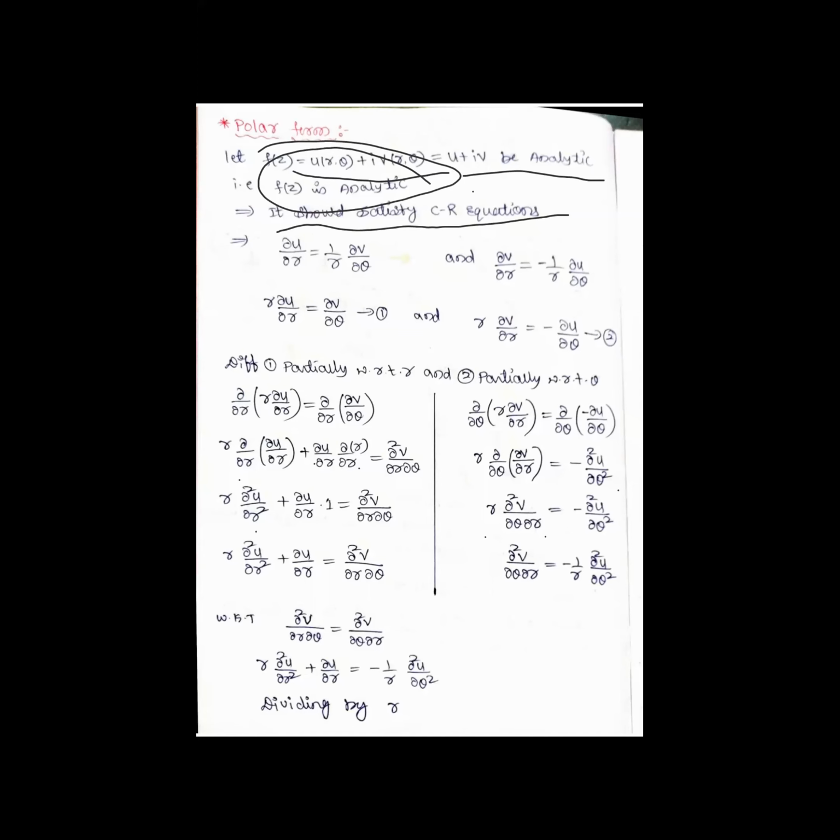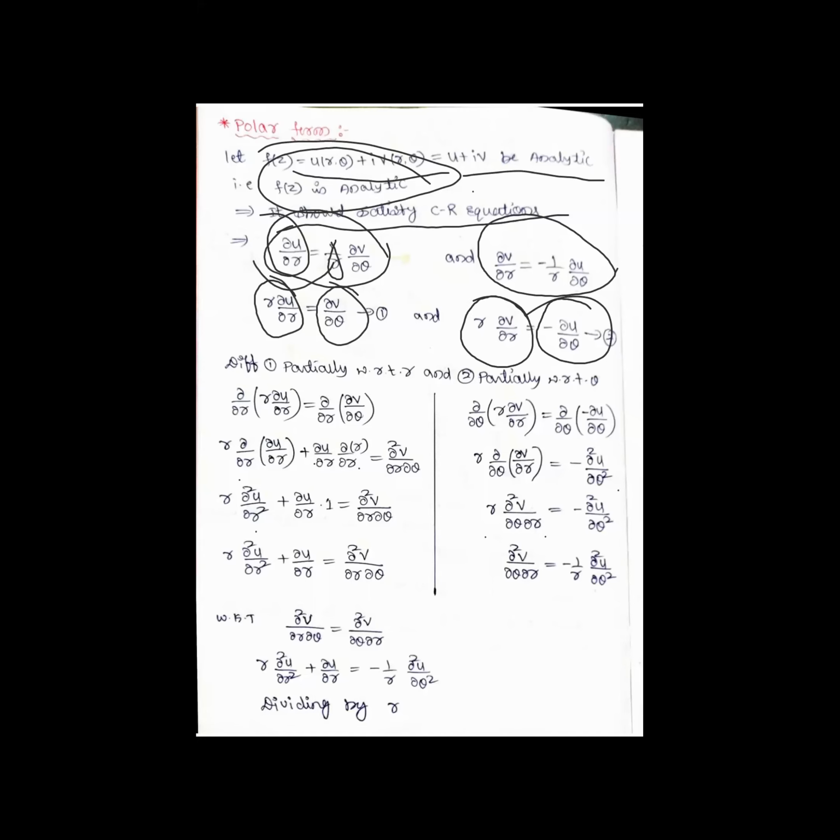So in the polar form, what are the CR equations? This is one CR equation, and this is one more CR equation. For my convenience, by the method of separation of variables, I'll keep r terms on one side and theta terms on the other side. This is the dou u by dou r term, so this r I'll shift to this side. Similarly here also, r terms on one side and theta terms on one side.